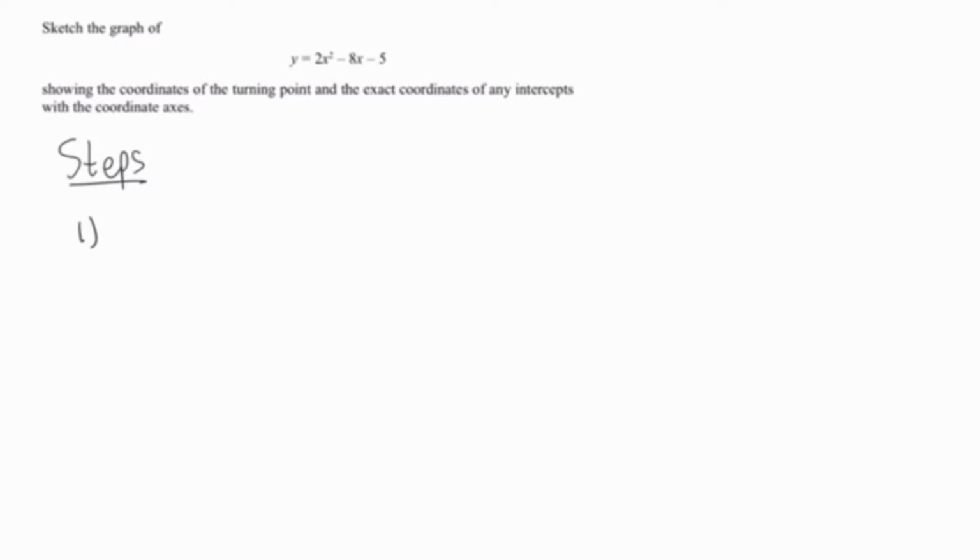So first you want to factorize the quadratic. So for these ones where it says show the coordinates of the turning point as well, what we want to do first is complete the square. So we want to put it in completed square form. Next, what we want to do is basically put this on a graph. So then we sketch the graph.